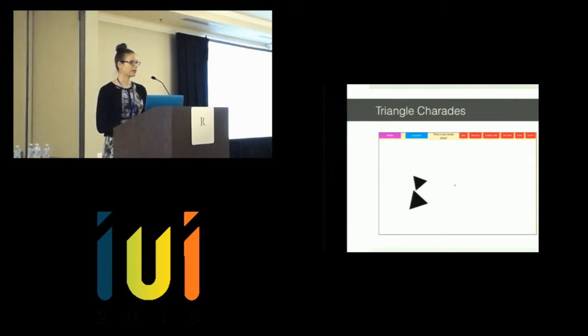So in order to apply a machine learning approach, we need data, of course. We had previously designed a data collection platform called Triangle Charades, and this was actually presented here at IUI 2 years ago when it was in Haifa. Without going into too much detail about that paper, Triangle Charades is a game where people are given action labels and then asked to create animations of triangles depicting those actions. The animations players create are then shown to other players, and these other players must guess the action the author was trying to animate.